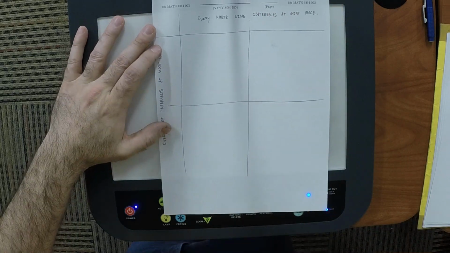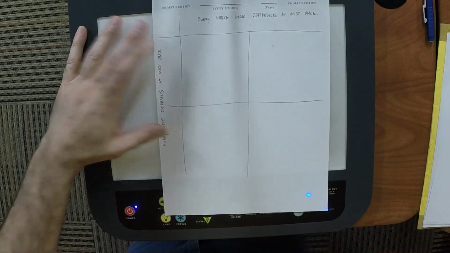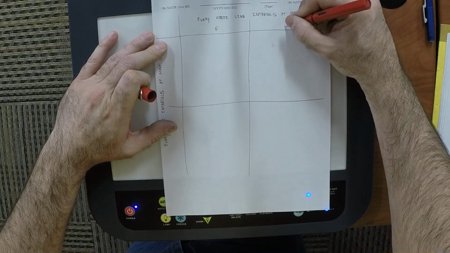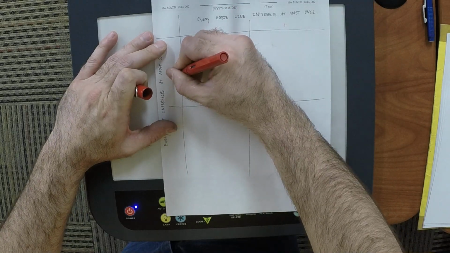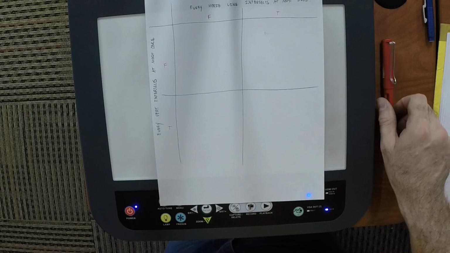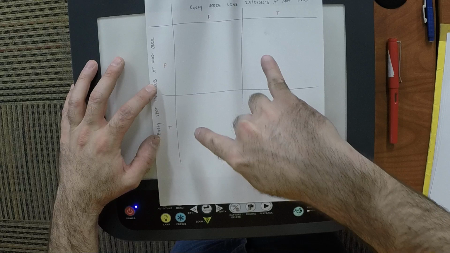Each of them has only two possibilities. They are either false or true. So this could be false or true, and this one could be false or true. As a result, when considering both of those statements simultaneously, there are exactly 4 possibilities: they're both false, they're both true, or you have 1 and 1.